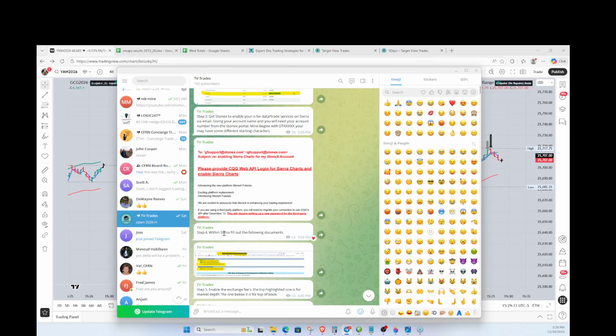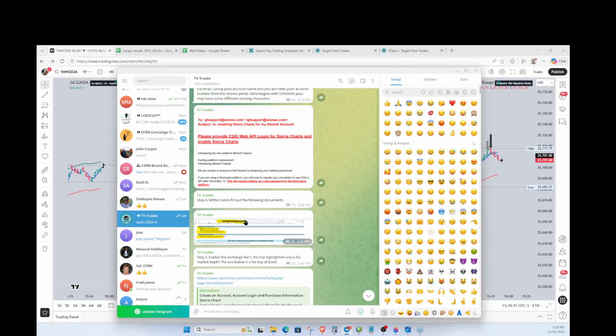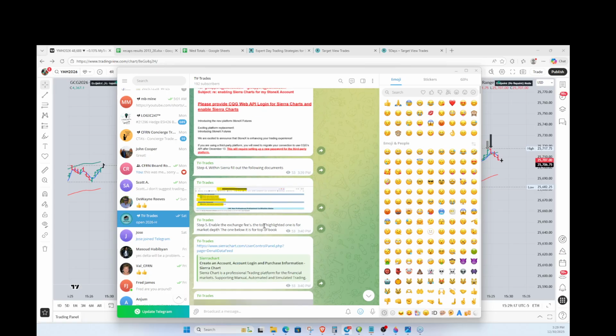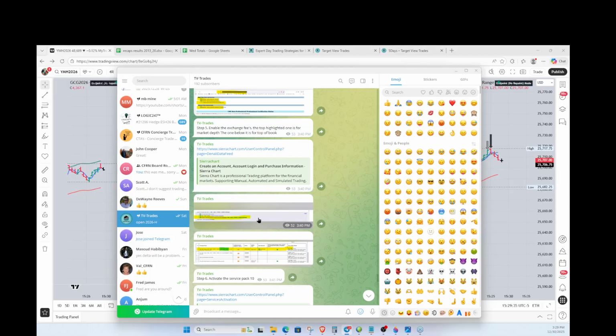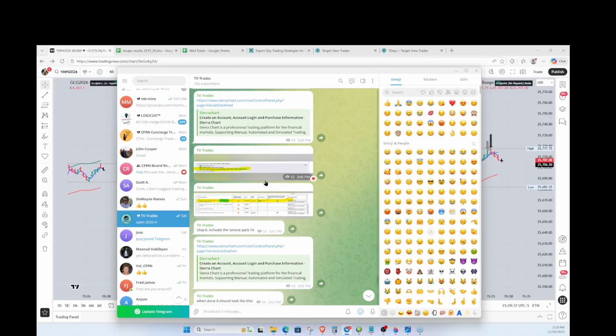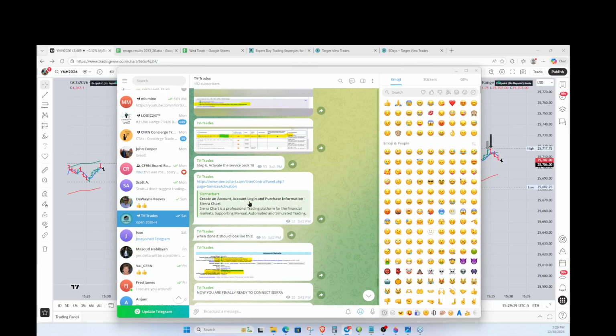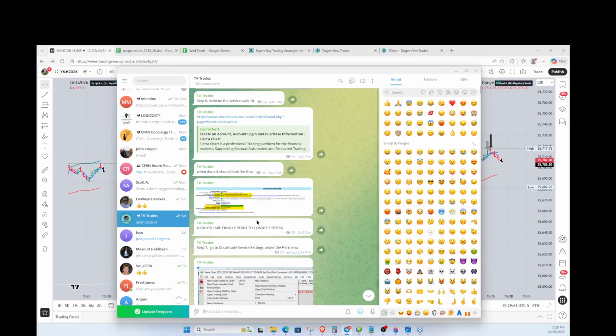Then within Sierra you fill out these documents like this. Then you enable the exchange fees right there. That's another $39. That's actually $41. They went up to $41. So right now we're up to 36 plus 41. That's 76 plus 10. That's 86 plus 10 cents a side. So $86 plus 10 cents a side is what you're at. You got to activate Service Pack 10. You got to do all this stuff just to get connected.